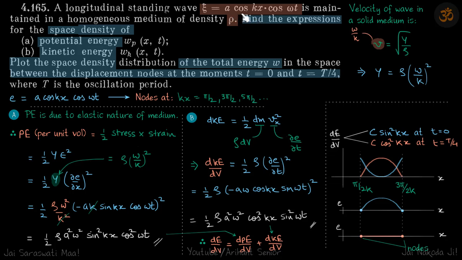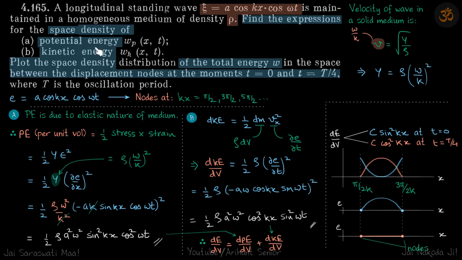We have this standing wave ξ = a cos kx cos ωt. The density of the medium is ρ. We need to find the energy density, potential energy density, kinetic energy density, and then plot the total energy density distribution, that is, energy versus x between displacement nodes at t = 0 and t = T/4. So we are given the equation of the standing wave.